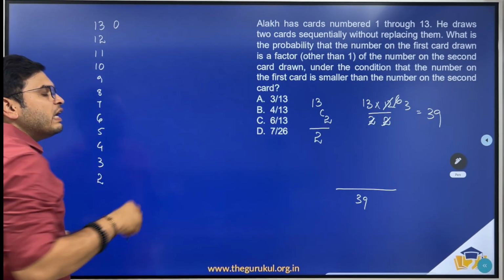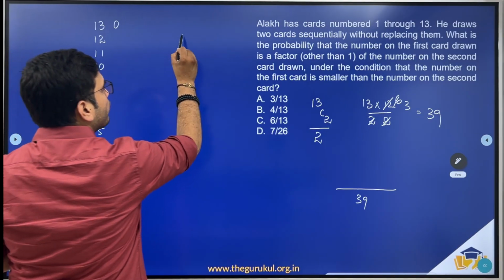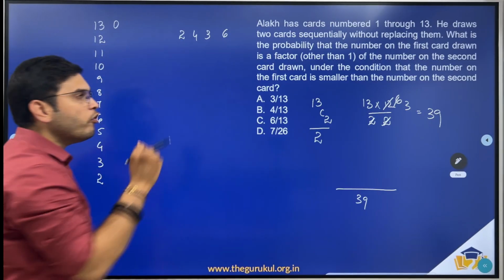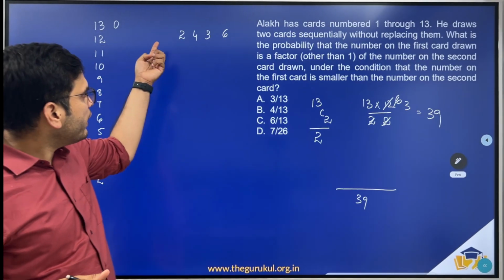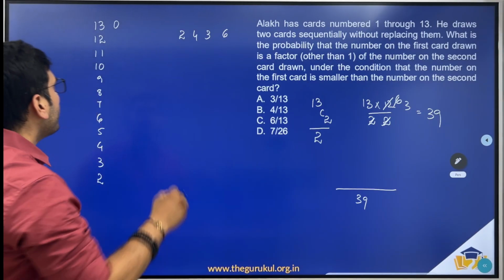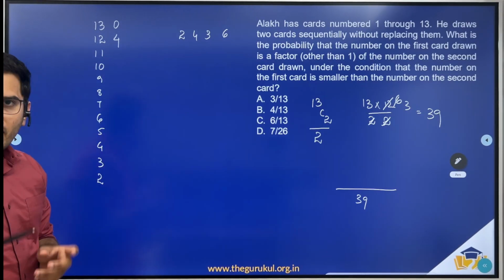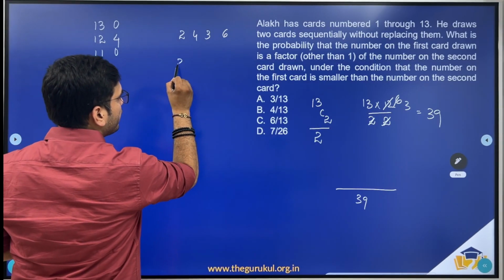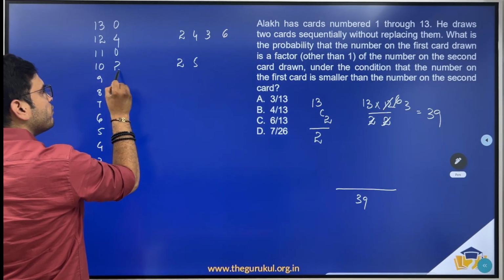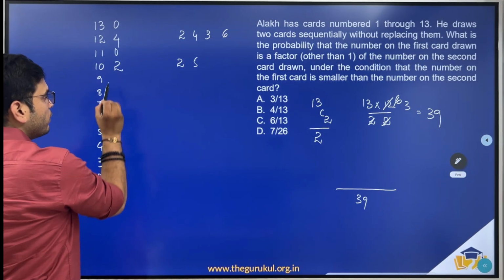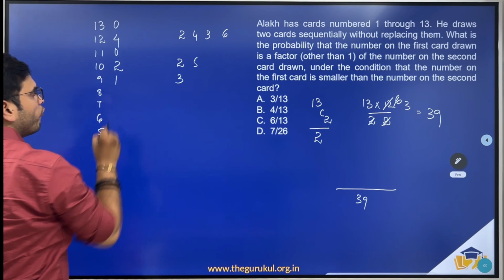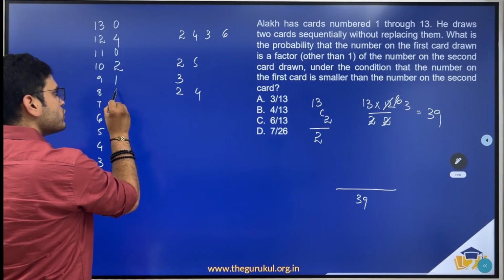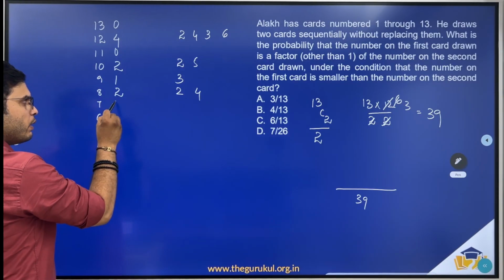0. Now if the second card is 12, right? So you can have either 2 or 4, sorry, and 3 and 6. So any of these four numbers on the first card drawn is a factor of 12. So you have four possibilities. Now again 11, prime number, so 0. Now if you have 10 on the second card, the first card can have 2 or 5. So you have two possibilities. Now if the second card is 9, right? So you can have 3, one possibility. If the second card is 8, so 2 and 4 can be on the first card. So two possibilities. 7, prime number, 0.